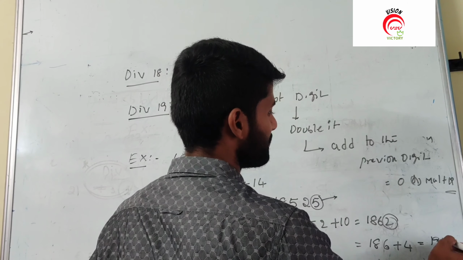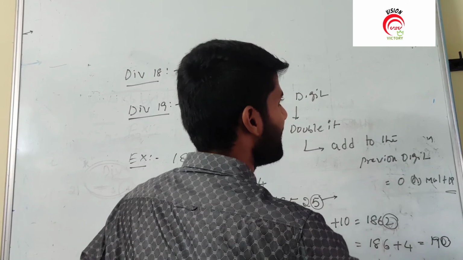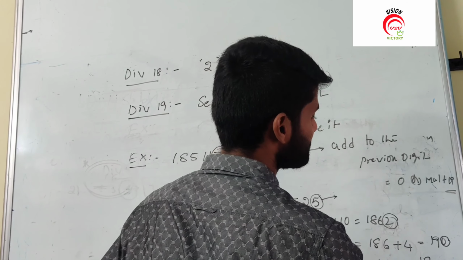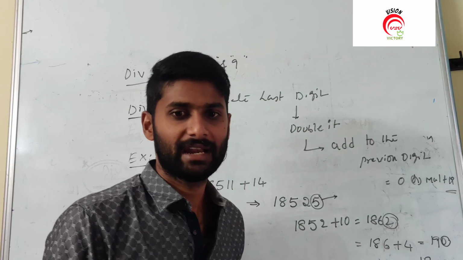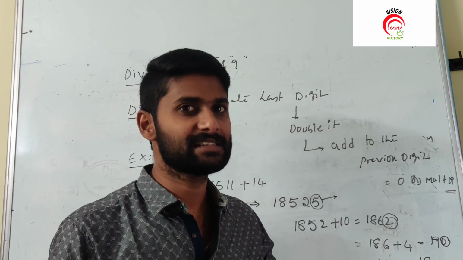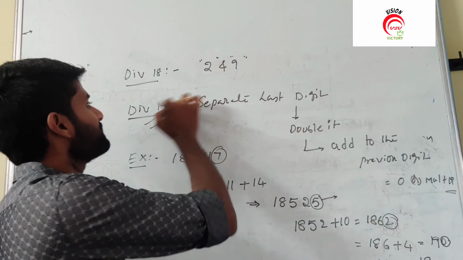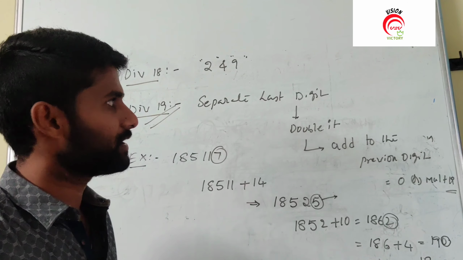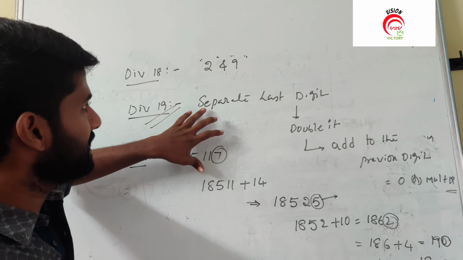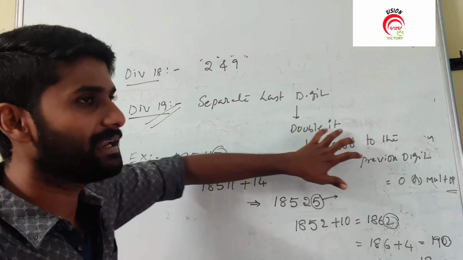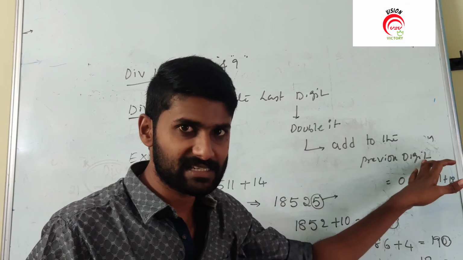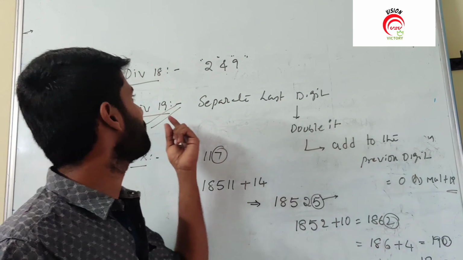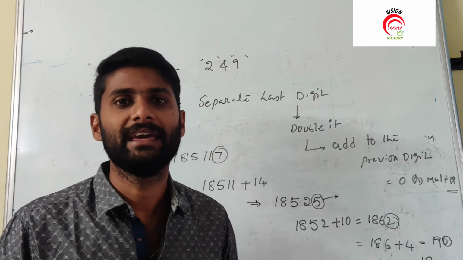And the same thing you just apply. Focus on the last digit and double it. That means 19 plus 0, we get the resultant equal to 19. If you get 19 as a resultant, definitely that number is always divisible by 19. So that is the property. Clear? So just to explain the same thing: separate the last digit, double it, and add it to the previous digits, and if we get the resultant 0 or a multiple of 19, definitely that number is always divisible by 19.